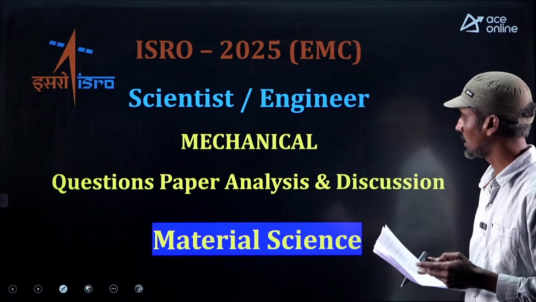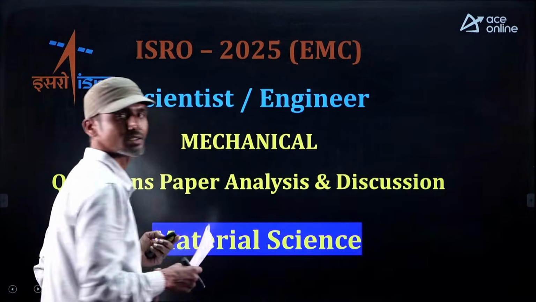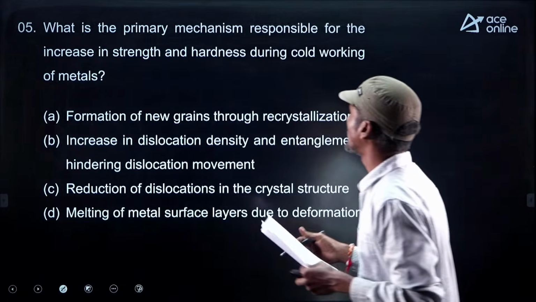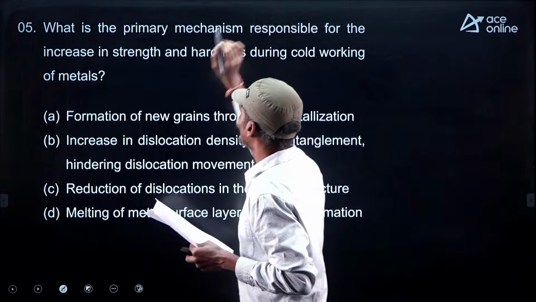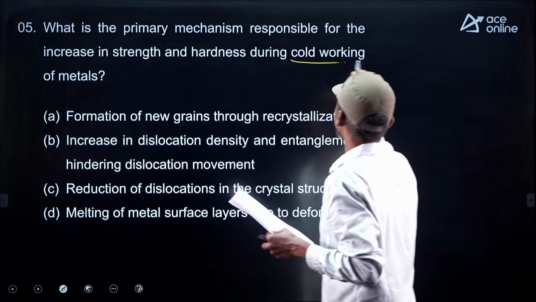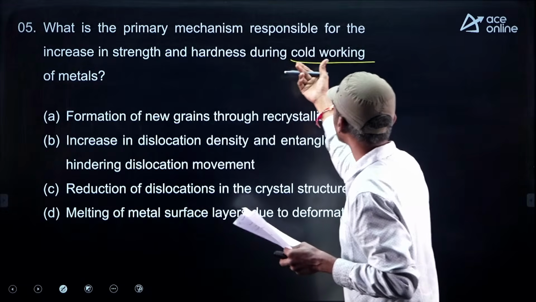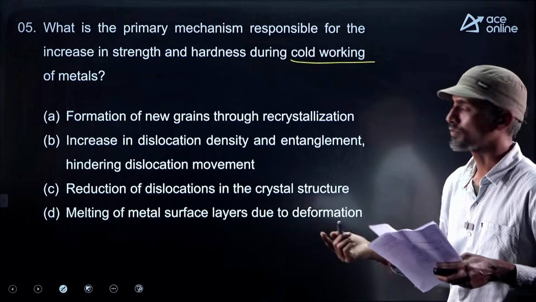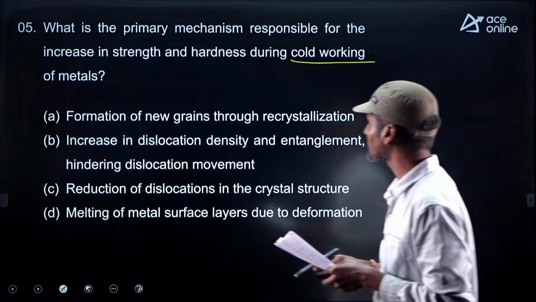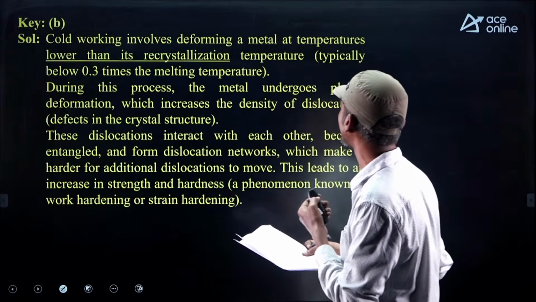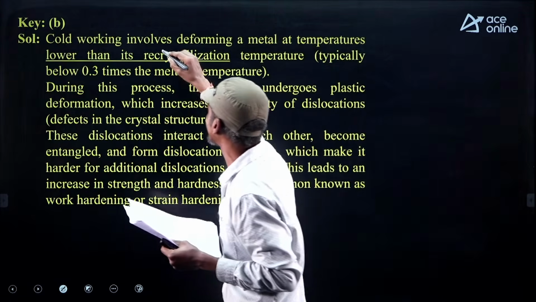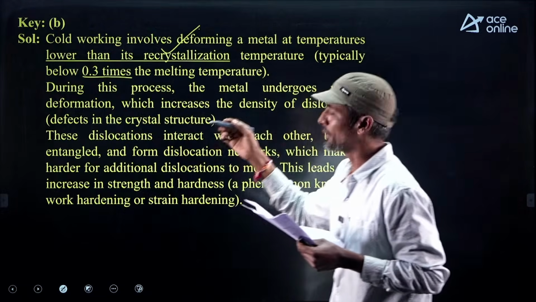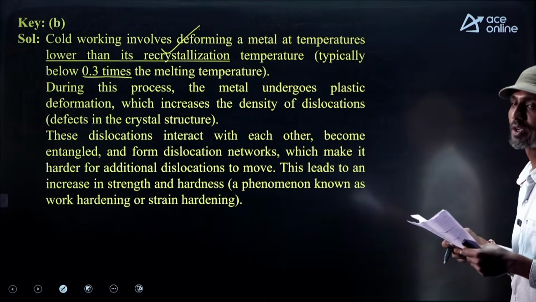So here we have a few questions related to material science. Let's see those. If you see the fifth question, it is basically related to cold working. What is the primary mechanism responsible for the increase of strength and hardness during the cold working of metals? As we know, cold working takes place below the recrystallization temperature, that is approximately below 0.3 times the melting point temperature.